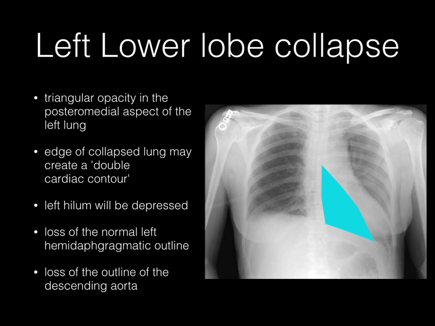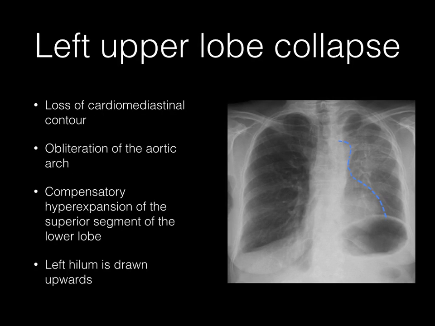Now, this is not very difficult to interpret as well as comment on, and the causes would remain the same: mucus plugging, endobronchial tumors, or compression by tumors, as well as aspiration or foreign body, and so on and so forth. Left lower lobe collapse can be identified.